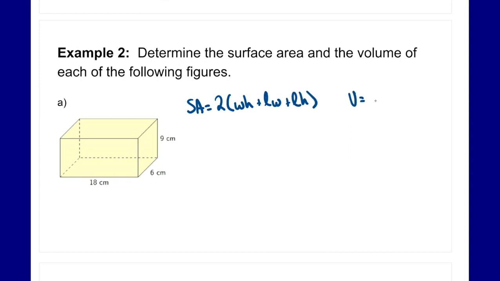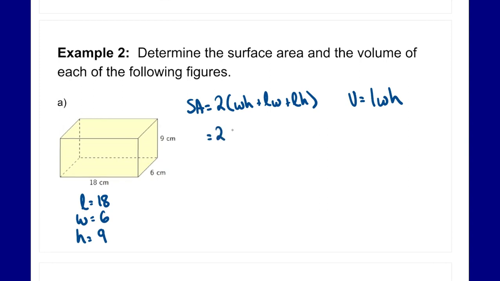The volume was equal to length times width times height. Again, similar to when we looked at the rectangle, what we label the length, the width, and the height doesn't really matter, because if I rotate my box or change its orientation, these values could become the width or the height depending on how I think of it. So I'm just going to say the length is 18, the width is 6, and the height is 9. For the rectangular prism, you could switch them around and it's not going to give you a different answer.